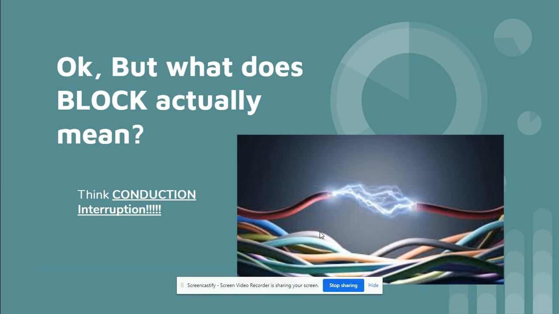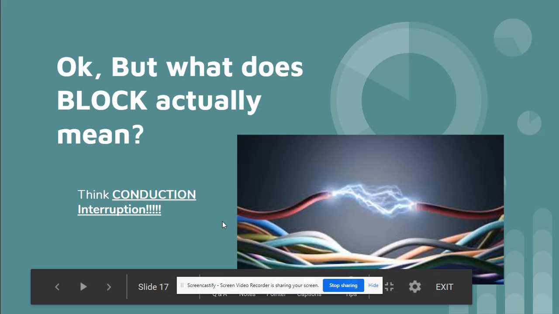What does a block actually mean? So now we're going to move over, after we've gone through some of that terminology, and talk about AV heart blocks. When we talk about blocks, I want you to think about a conduction interruption. There's not a physical block sitting in the heart impeding blood flow, but it's a problem with conduction.